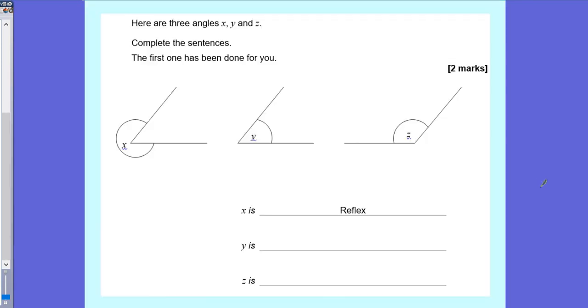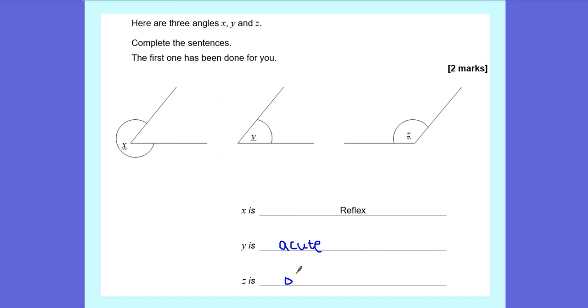Okay, Year 7, can you please pause the video for a couple of minutes and have a go at this question for me in your light blue books? Okay, let's go through the answers. X is a reflex angle because it's over 180. Y, I was looking for acute. And Z was an obtuse angle.